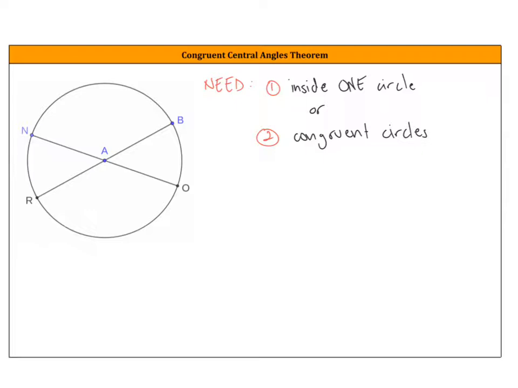Now, congruent circles means that you have two circles that are exactly the same size. Circles already have the same shape, so we don't need to worry about that. But how do you know if circles have the same size? Well, their radius measure would be the same. Because if one radius is larger than the other, then one circle is going to be bigger than the other. So if they have the same radius lengths, that means that the circles themselves are the same size.